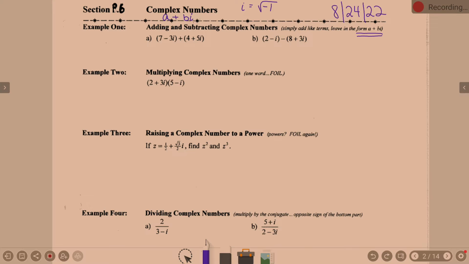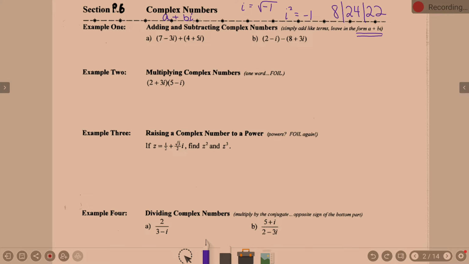Now, the other piece of information to remember: if i is the square root of -1, what is i squared? Not 1. -1. Yes. Because when you square the square root of -1, the square root cancels and you get -1. Okay, so there's the preliminary information.